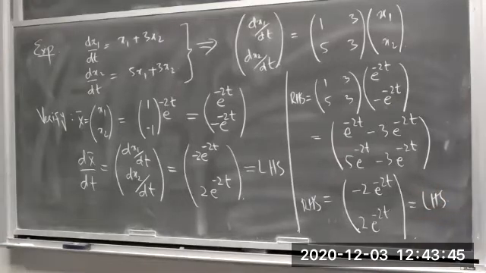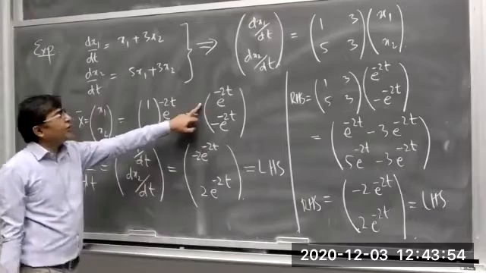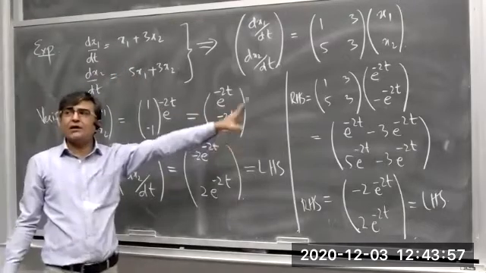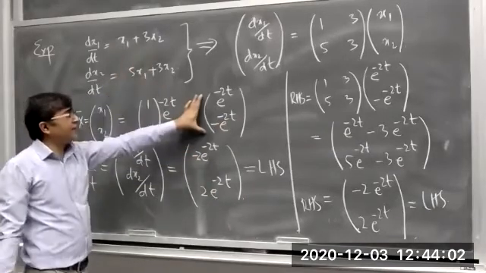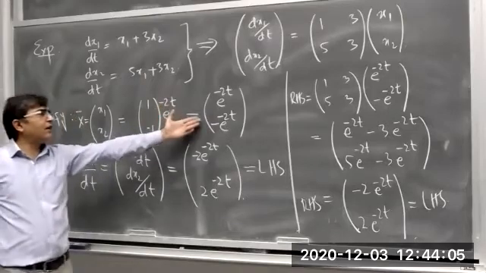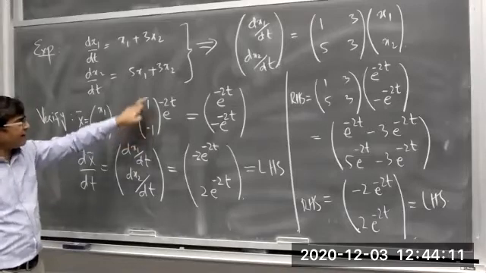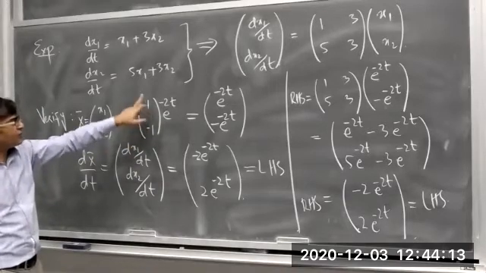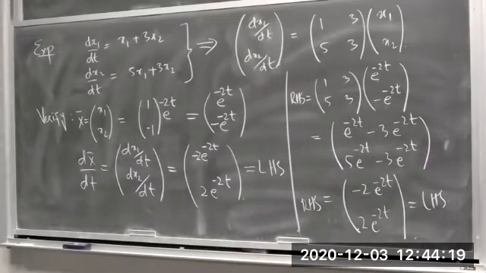So this is the solution of this system. Both equations should be satisfied. The solution of the system is actually a vector, and we can write this solution in this form: a constant vector, a vector which contains constant entries, times some function of t. So this is how we can verify whether a given vector is a solution of a first order system or not.